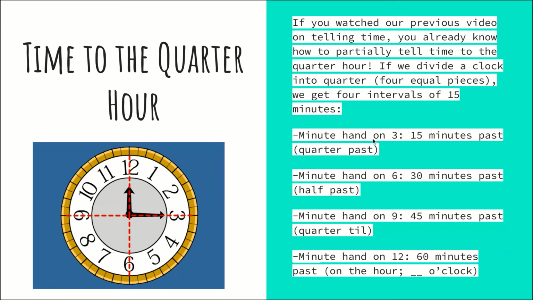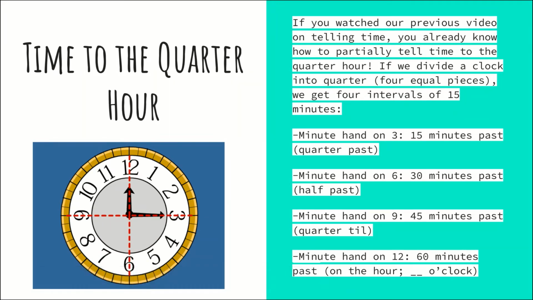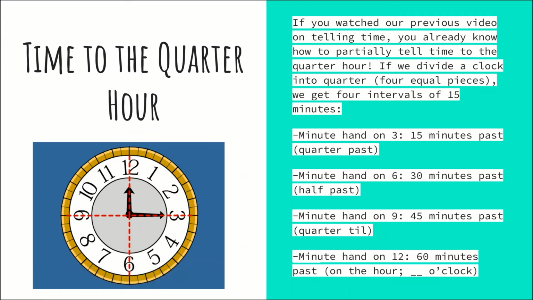If the minute hand, long hand, is on the 3, 15 minutes have passed the hour, quarter past. If the minute hand is on the 6, we say that is 30 minutes past, or half past the hour. Notice that 6 is halfway in between the clock, right? If the minute hand, long hand, is on the 9, we say it is 45 minutes past the hour, or a quarter until the new hour.